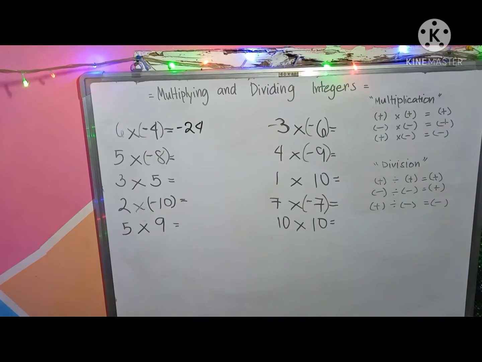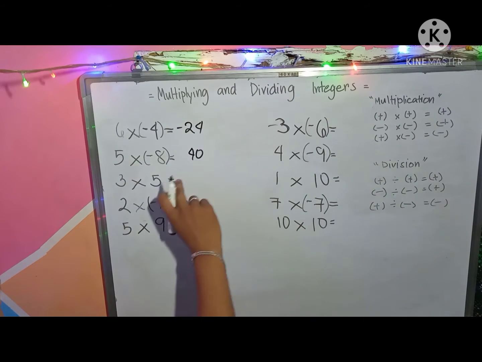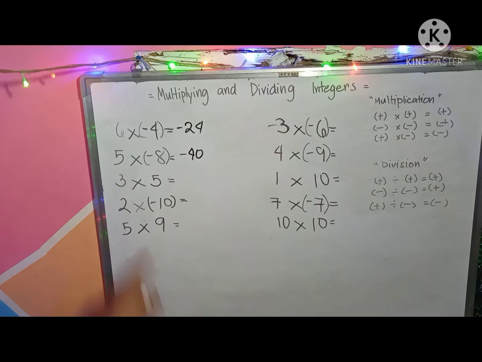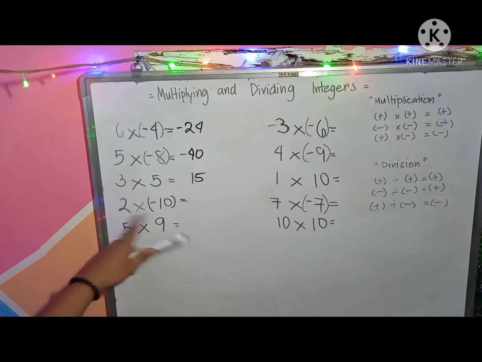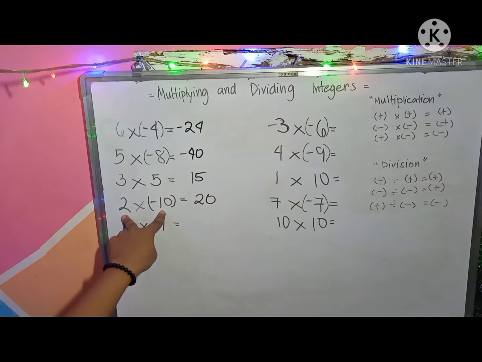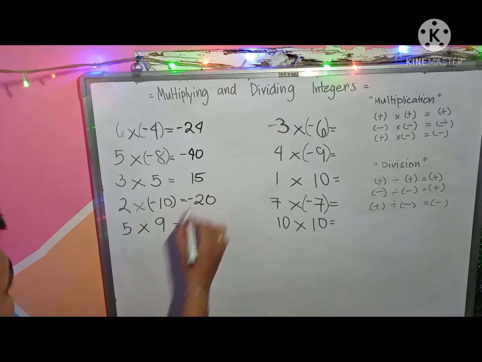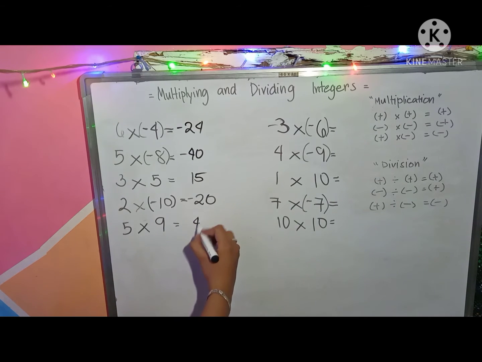Now, 5 times negative 8. 5 times 8 is equal to 40. One is positive, one is negative, so unlike sign sila, the answer would be negative 40. 3 times 5, parehas silang positive. 3 times 5 is equal to 15. Positive, kasi parehas positive. Next, 2 times negative 10. 2 times 10 is equal to 20. One is positive and one is negative. Unlike signs will give us the product negative 20. Next, 5 times 9 is equal to 45. Positive siya dahil parehas positive.